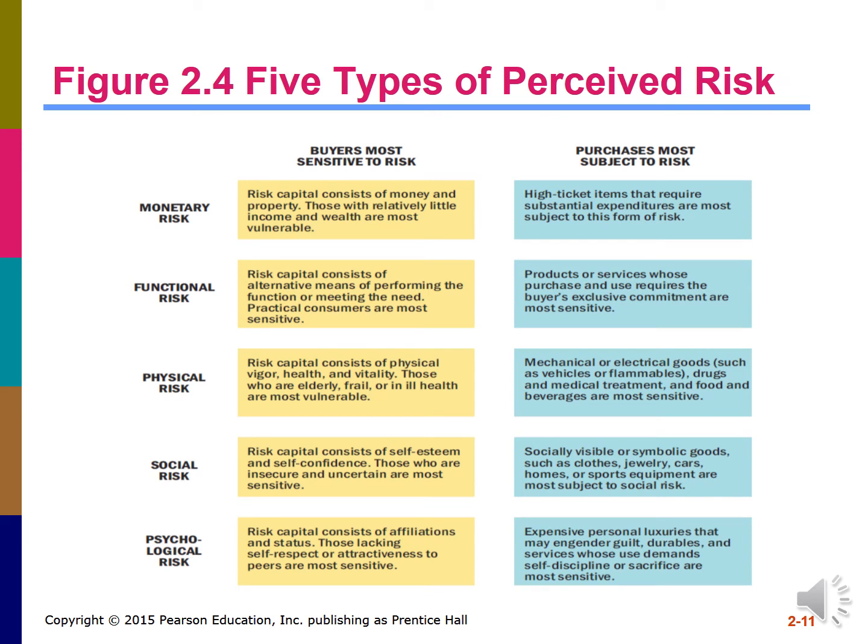Students, this figure illustrates the 5 types of risk along with the purchases that are likely to be associated with each form of risk. Monetary risk is associated with high-ticket items like a car purchase. Functional risk is associated with products that must perform in order to satisfy. Pharmaceutical products are examples of product choices associated with physical risk. Symbolic goods tend to be associated with social risk. Personal luxuries can be associated with psychological risk.